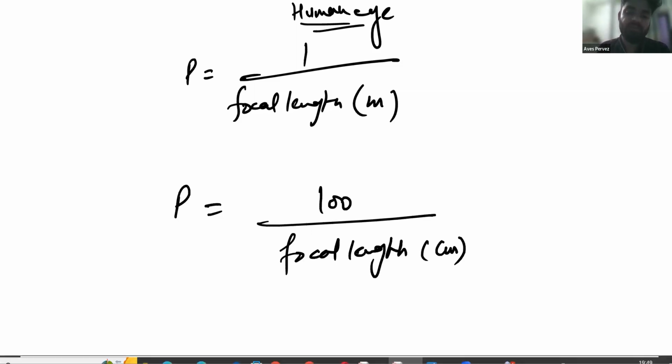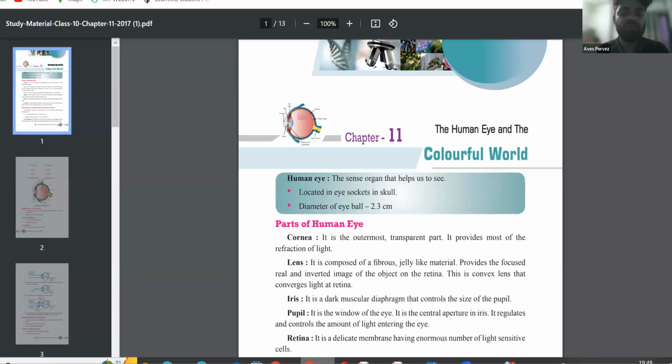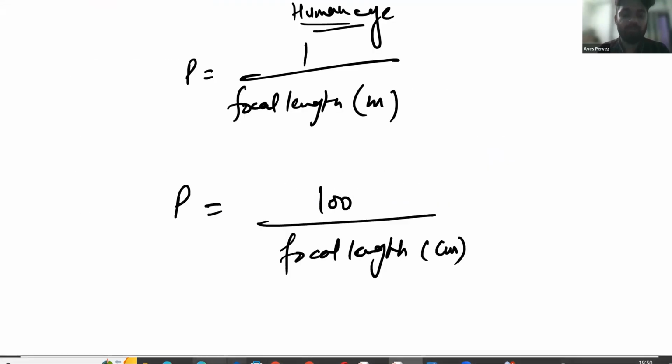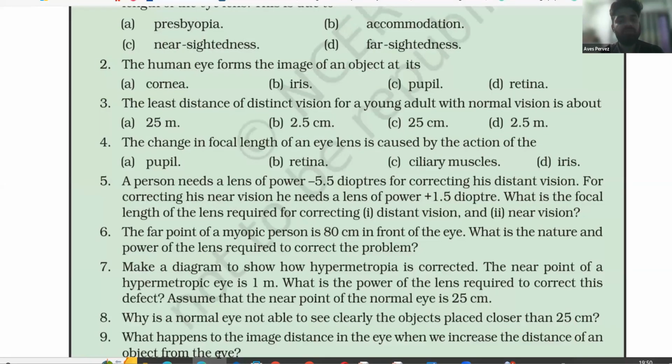Okay, so this is the next question, let's do that one also. Here is question number 6. The far point of a myopic eye is 80 centimeter in front of her. What is the nature and the power of the lens required?